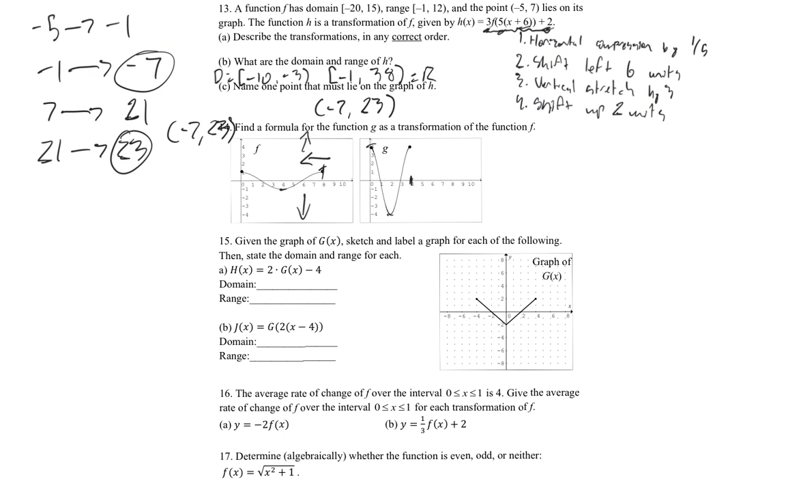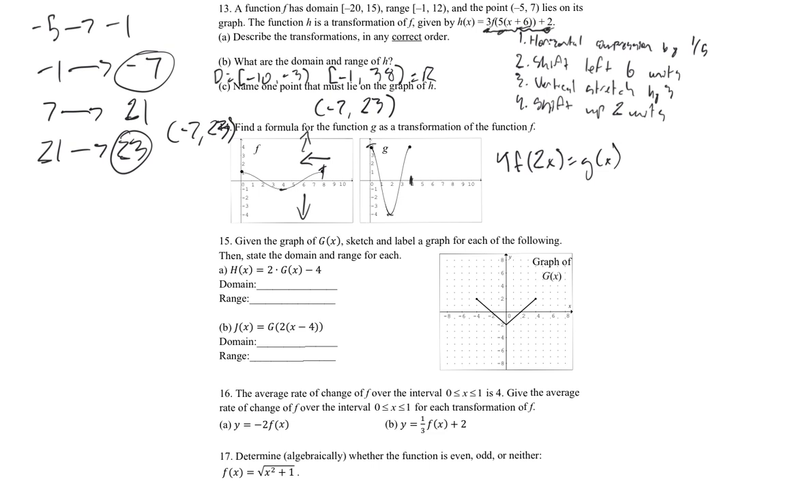Well, we could write that by f of 2x. That's horizontal compression by a factor of 1/2. Now we want a vertical stretch by a factor of 4. So there we go. 4 f of 2x.